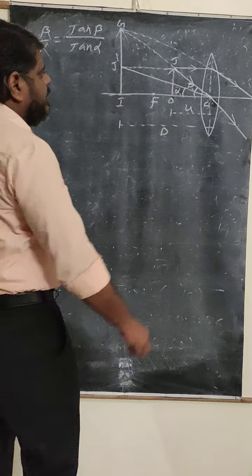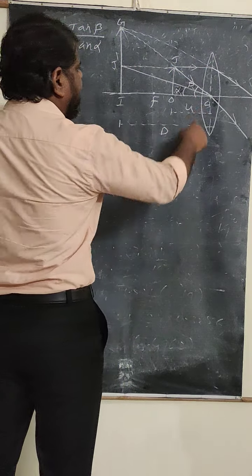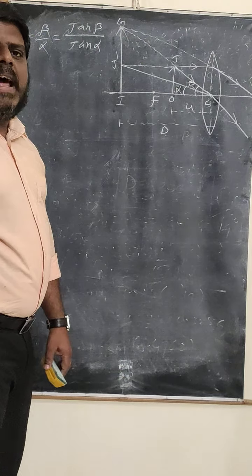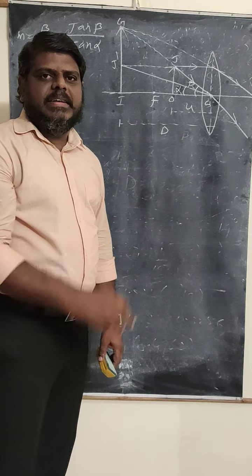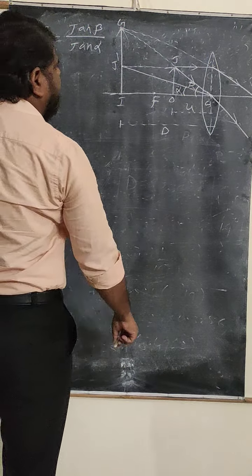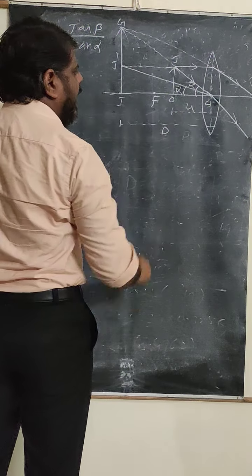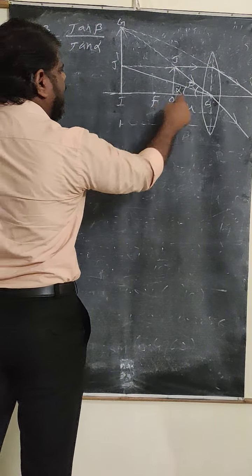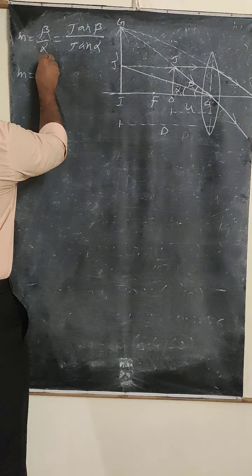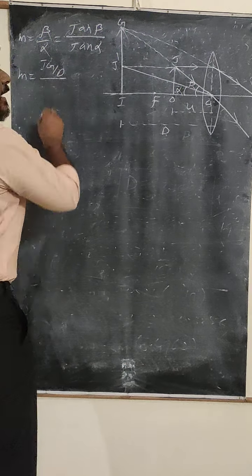Now, tan beta means which triangle you are going to take? CIG triangle you can take. Tan alpha means which triangle? CIJ dash you can take. And we know that tan theta is opposite by adjacent. So it can be written as M is equal to tan beta, which means taking the big triangle, IG by IC. But what is the IC value? D. So I can write IG by D, divided by tan alpha.